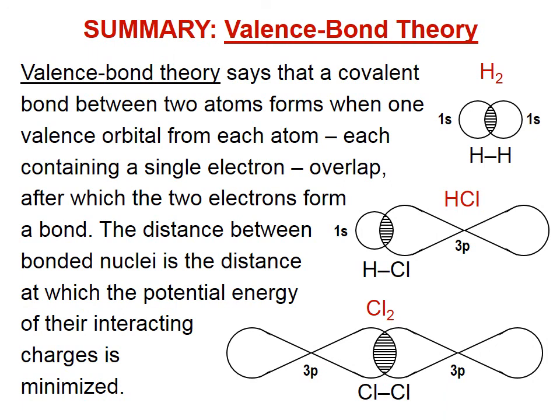Valence bond theory says that a covalent bond between two atoms forms when one valence orbital from each atom, each containing a single electron, overlap, after which the two electrons form a bond. The distance between bonded nuclei is the distance at which the potential energy of their interacting charges is minimized.